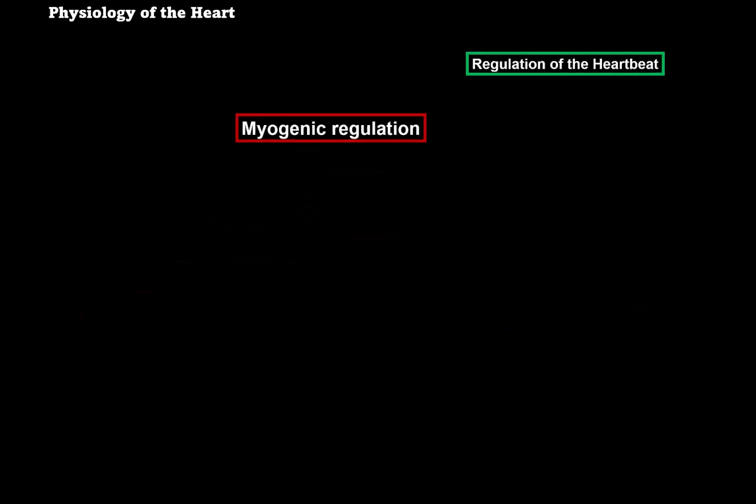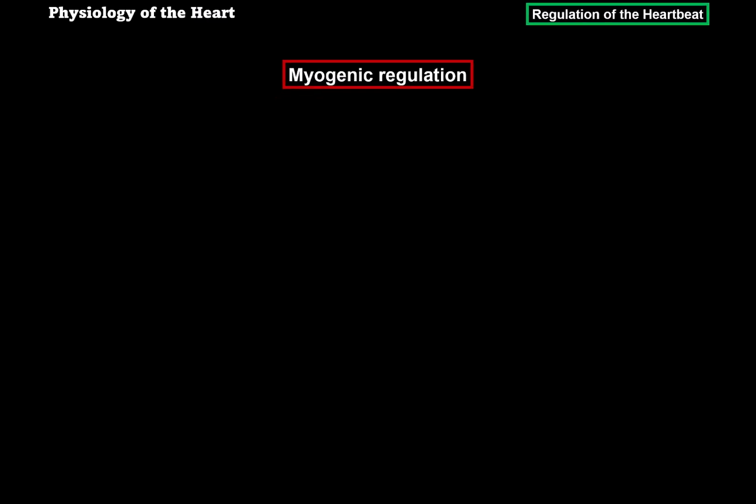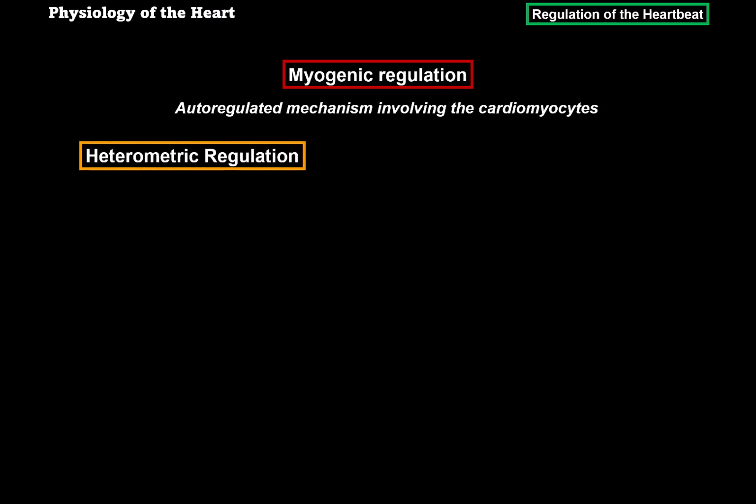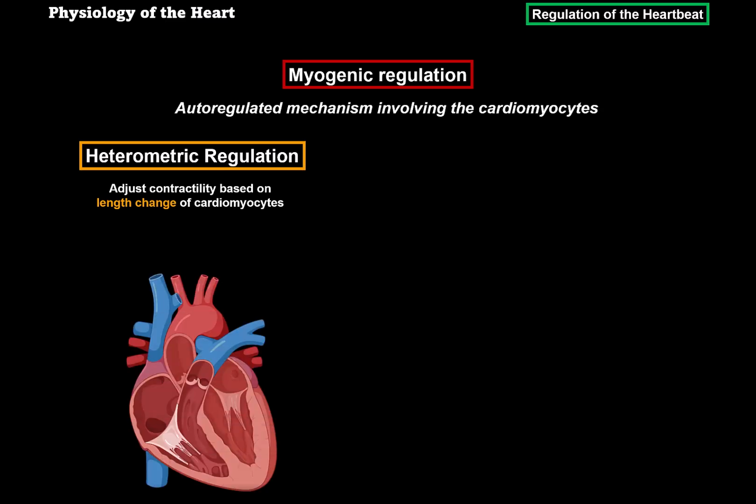Let's now quickly go through the myogenic regulation first. Myogenic regulation is defined as the auto-regulated mechanisms involving the cardiomyocytes. So basically, the cardiomyocytes are the ones that affect the cardiac output. How? There are 2 ways. First one is the heterometric regulation. Now stay with me. Heterometric regulation means the heart's ability to adjust its contractility based on the length change of the cardiomyocytes. Here's the heart.